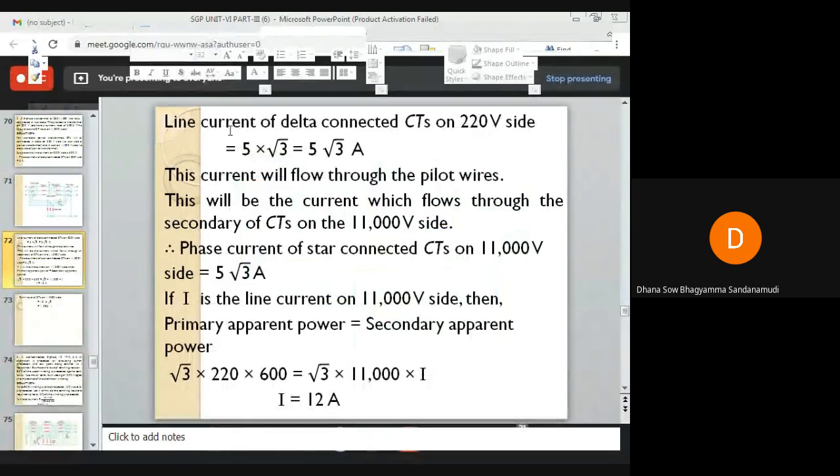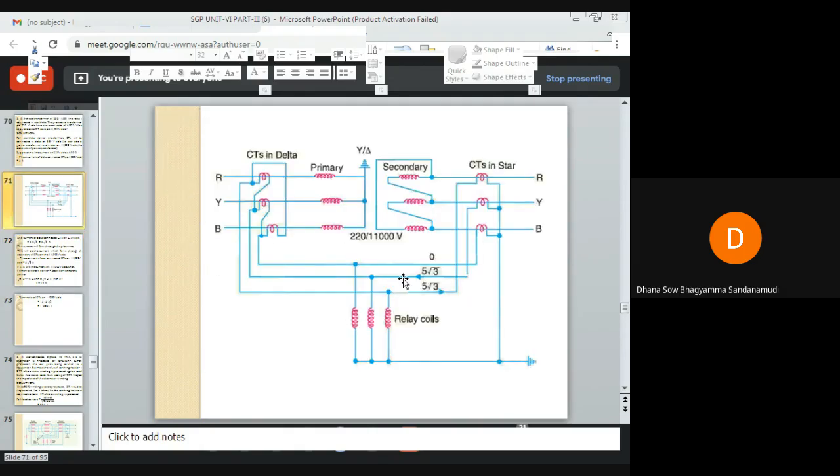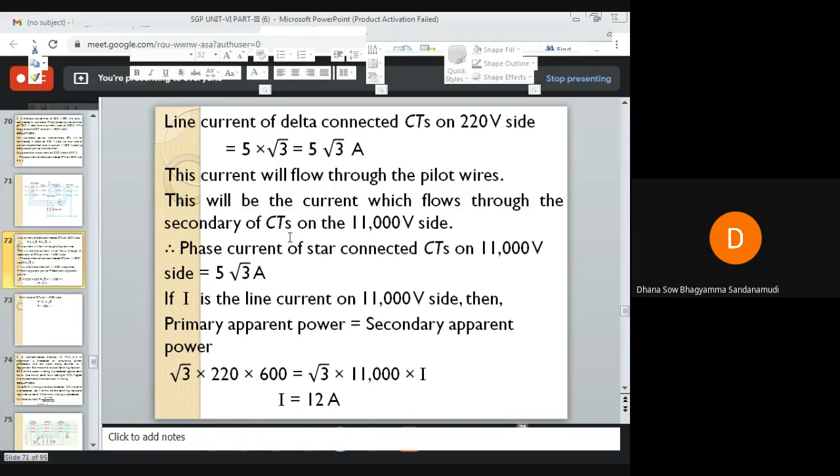So I have converted this phase current to line current of the CTs of the 220 volt side, that is 5 root 3 amperes. So this is the current that will flow through the pilot wires. That is, 5 root 3 is the current that will be flowing through the pilot wires. Now the same current will flow through the pilot wires of the secondaries of the CTs on the 11 kV side also. So the phase current of the star connected CTs on the 11 kV side will be 5 root 3 amperes.